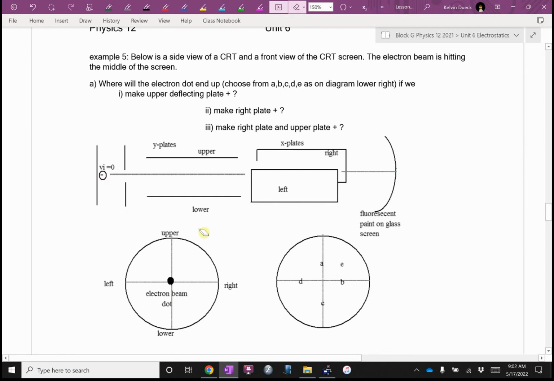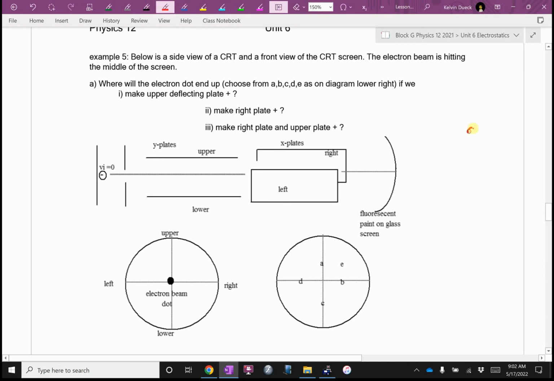We have 2 sets of plates, deflecting plates. We have a Y plate. That's going to deflect this up or down, depending on whether we make this one positive or this one's positive. And then we have the X plates. That's going to deflect it left and right horizontally, depending on whether we make the far plate positive or the left plate positive. So here's our thought puzzles.